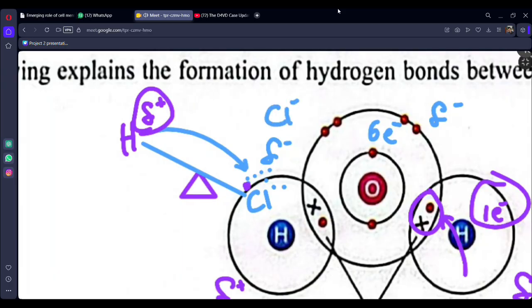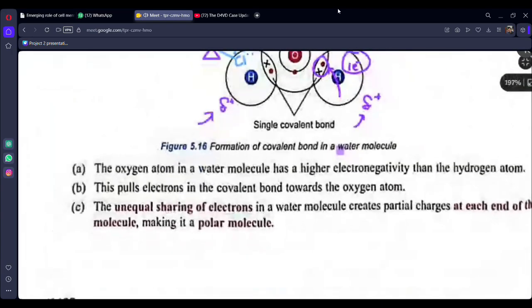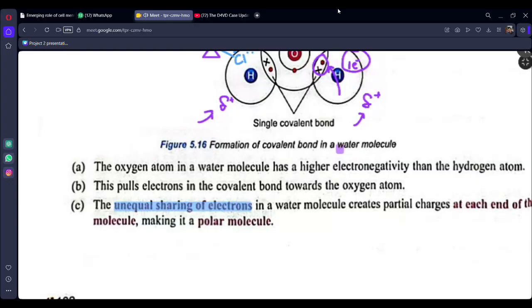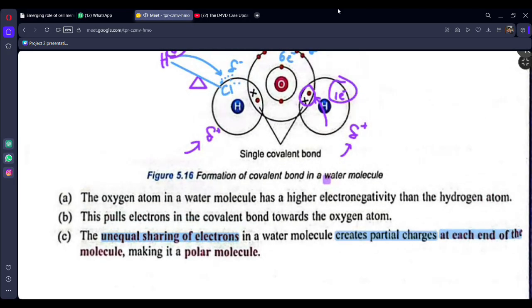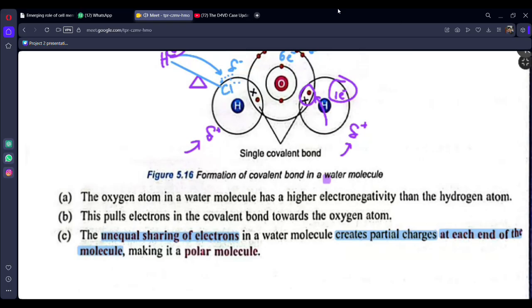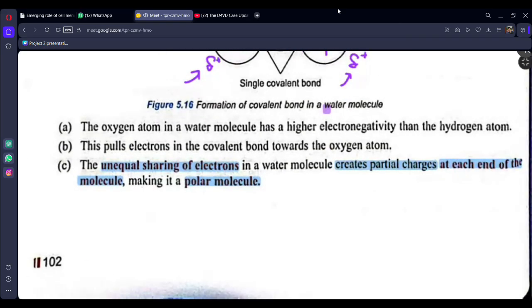If this was fully negative and this was fully positive, they wouldn't be connected already. Why are they still connected? Why is it partial? Because there's still a bond. So unequal sharing of electrons creates partial charges at the end of each molecule. So the hydrogen end more positive, the oxygen end more negative. So it becomes a polar molecule. Not polar ion, polar molecule. Can understand or not now?